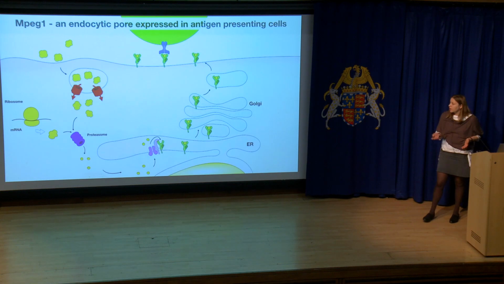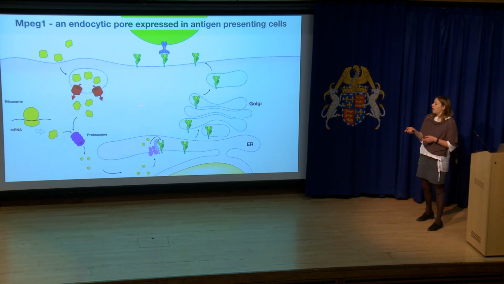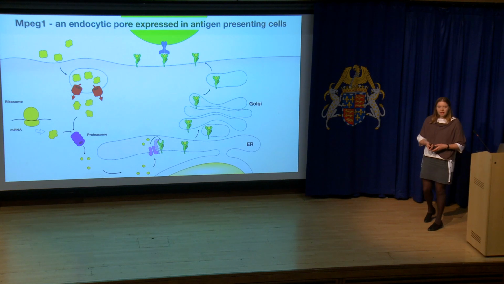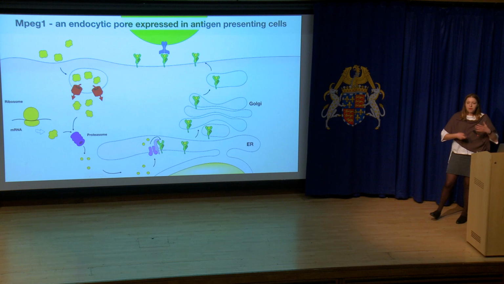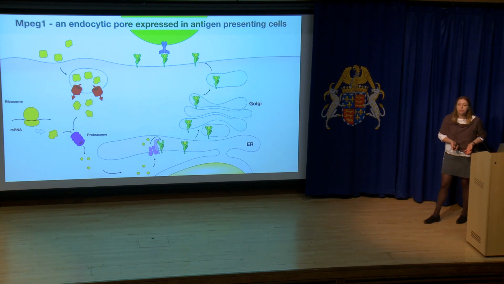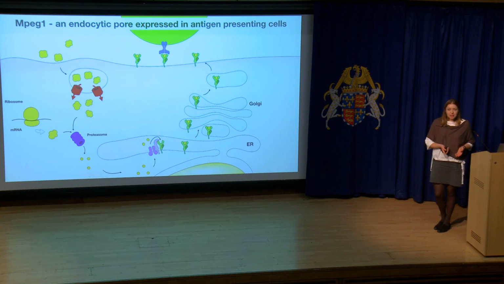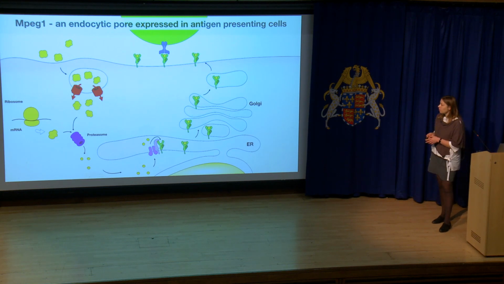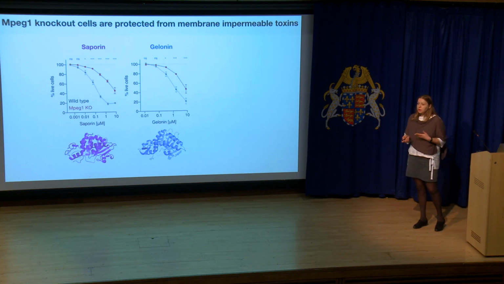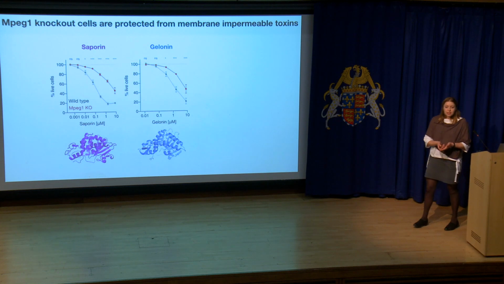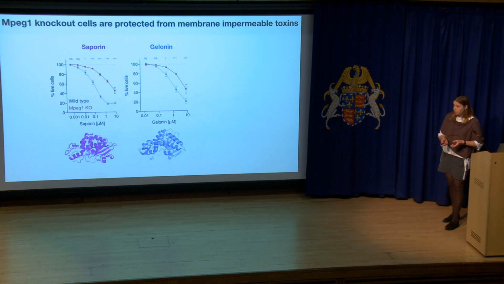So this was very exciting because this suggested that maybe MPEG-1 is a channel that is expressed in dendritic cells that allows proteins to enter the cytosol and provides this mechanism in which this process could be regulated. Indeed, MPEG-1 is very highly expressed in antigen-presenting cells, such as dendritic cells, and not in other cells of the body. I'm just going to show you one experiment that we did in order to show that MPEG-1 might indeed be involved in this step of protein transport.